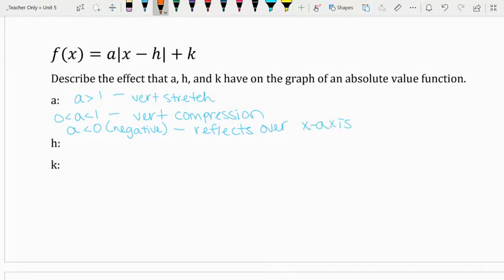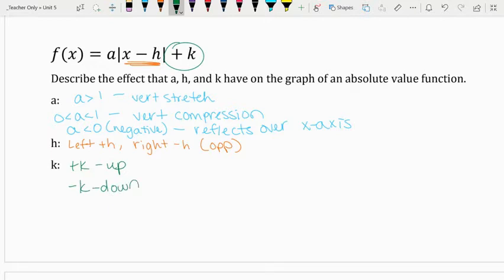And then you have H. Remember, H is on the inside, so it's attached to the X, so that means it's moving left and right. It moves left when it says plus H, and it moves right when it says minus H. Remember, it's always opposite of what you see. Whereas with the K, if it's plus K, you're moving up. If it's minus K, you're moving down.